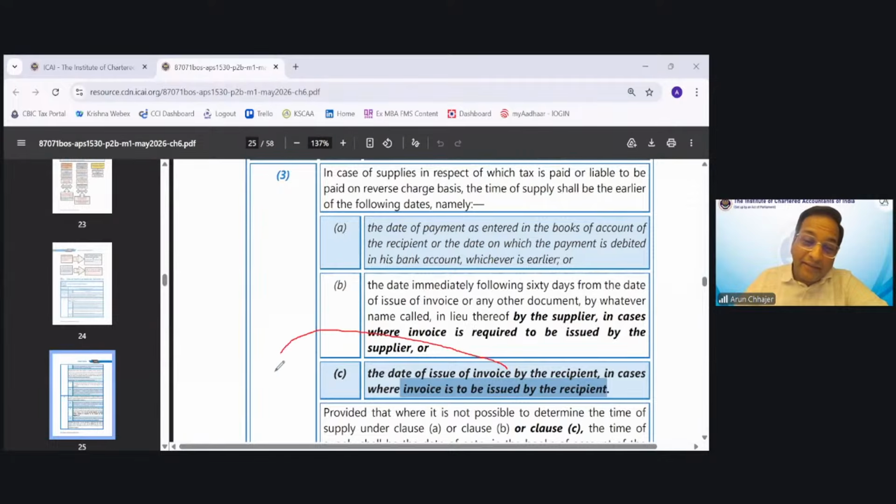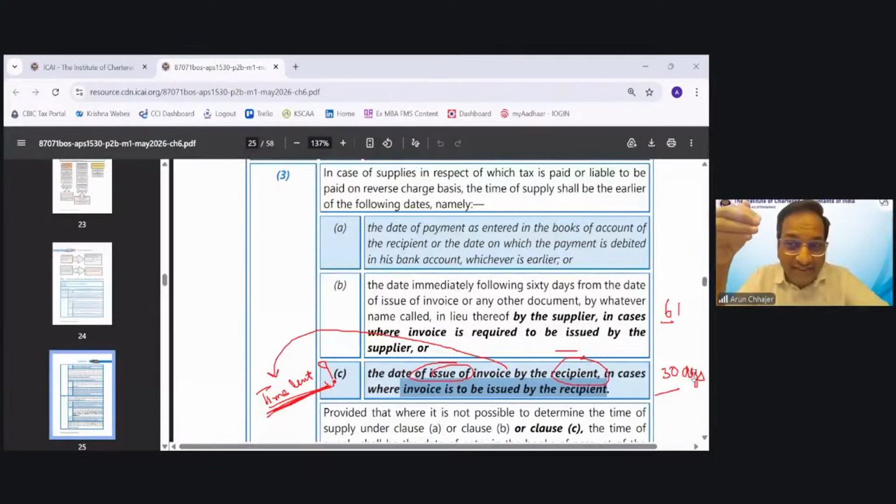Now, can you tell me here what is the time limit to make the invoice for the recipient? Yes, absolutely, here they have given the time limit. Now you will understand. Here they have given 61 days from the supplier invoice and here they have given indirectly 30 days. Why 30 days? See, this is the date of invoice by the recipient under reverse charge. What is the time limit? 30 days from the date of receipt of service.